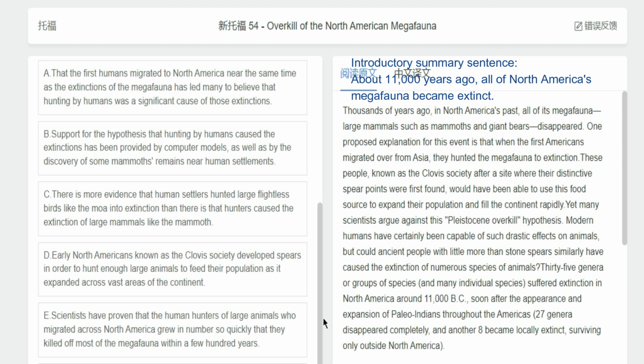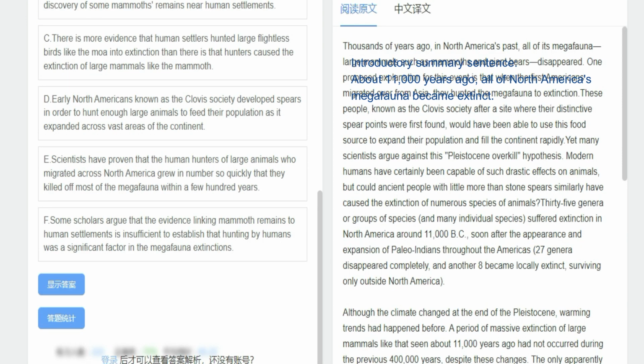C is true, but it's a minor detail. How do you know whether it's a minor detail or essential detail? If it's an essential detail, it has to be included in the summary. The way to check is whether that option supports the introductory summary sentence. Clearly, C doesn't support the introductory summary sentence, and that's why C is a minor detail.